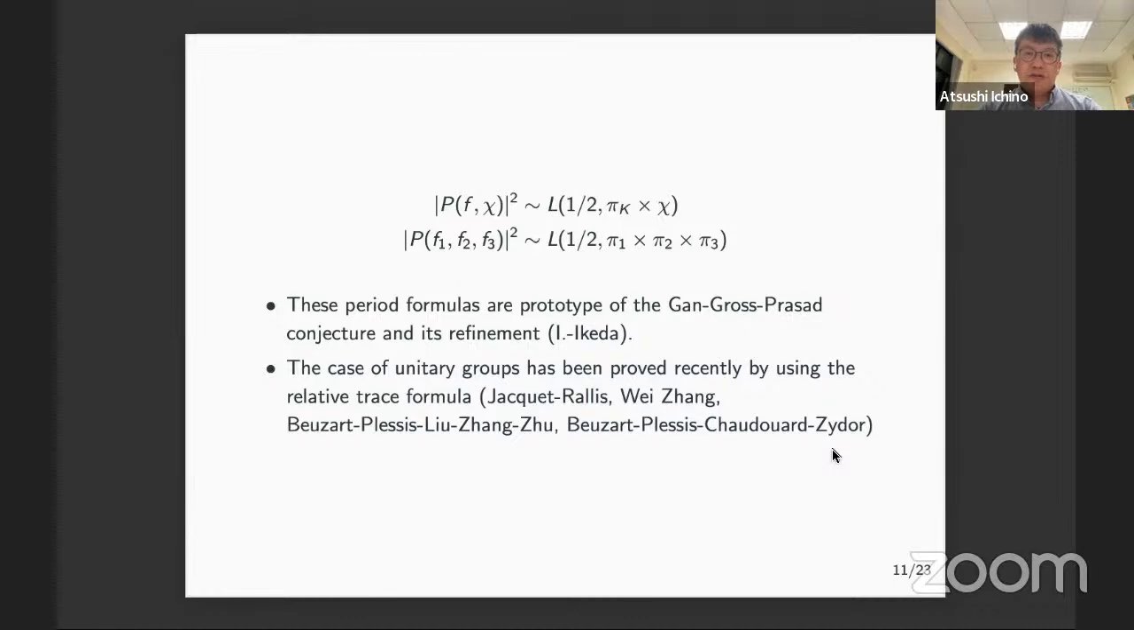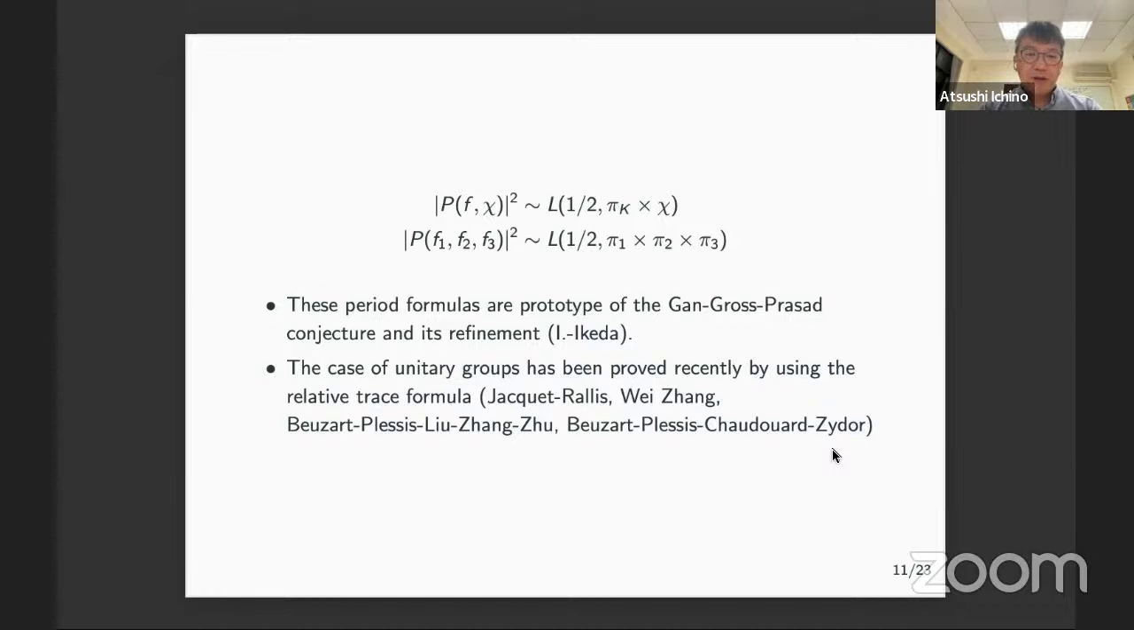So I introduced two period formulas. One is the toric period and the other is the trilinear period, in terms of the central value of an L function. And actually these period formulas are a prototype of the Gan-Gross-Prasad conjecture, which relates the non-vanishing of periods to the non-vanishing of L values, or its refinement by Ichino and Ikeda. Namely, we propose a conjectural formula of the square of periods, automorphic periods, in terms of the central value of an L function.